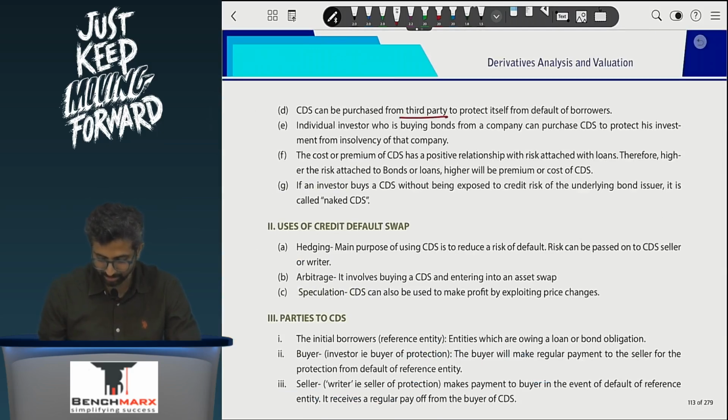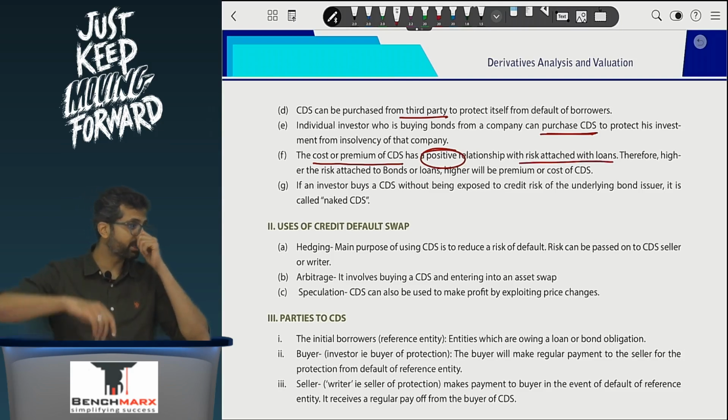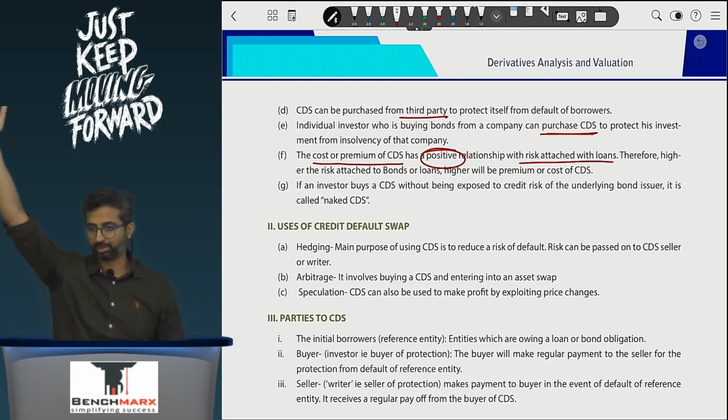CDS can be purchased from a third party. Individuals who are buying bonds from a company can purchase CDS to protect the investment. The cost or the premium has a positive relationship with the risk. Higher is the risk of default, higher will be the premium. Lower is the risk of default, lower will be the premium.